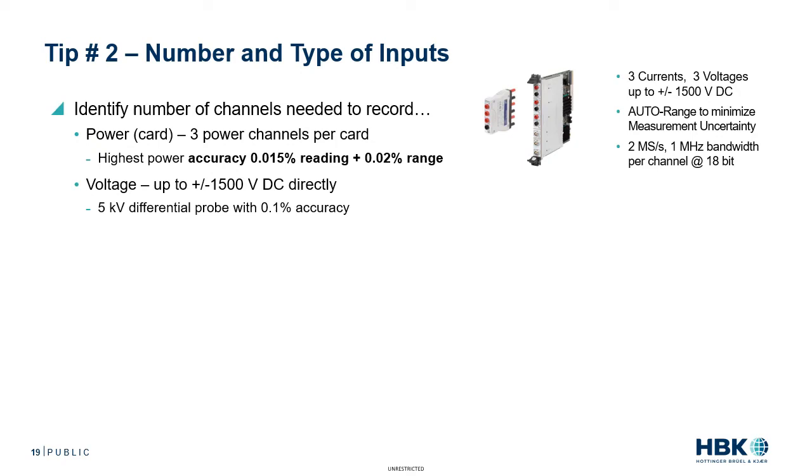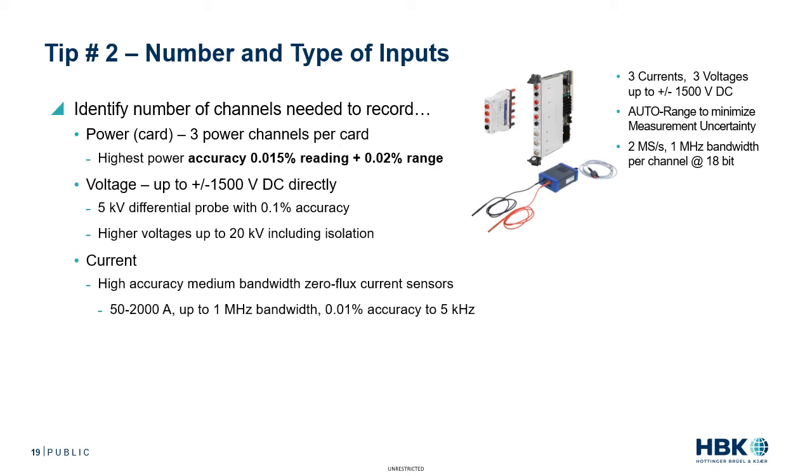If you need to measure a higher voltage, you can actually add in this differential probe with 0.1% accuracy up to 5,000 volts. And if you need to measure higher voltages, let's say up to 20,000 volts, there are options that also include isolation.